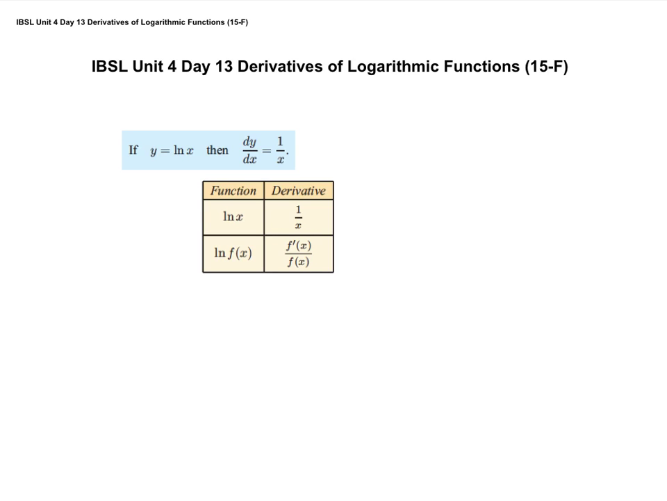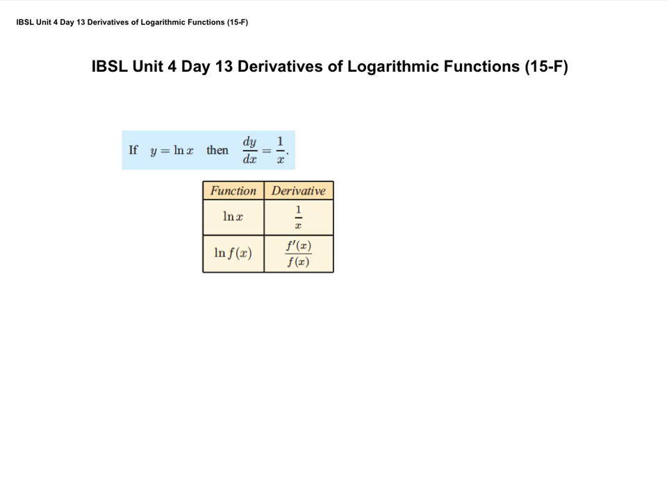Alright, so we have here the derivative of a logarithmic function. Okay, it's ln of x. Notice again we have a base of e. We need to have a base of e. If we don't, we're going to change it to a base of e using our change of base formula. But pretty much everything we use is already base e. It's pretty easy. If it's just ln of x, the derivative is 1 over x.